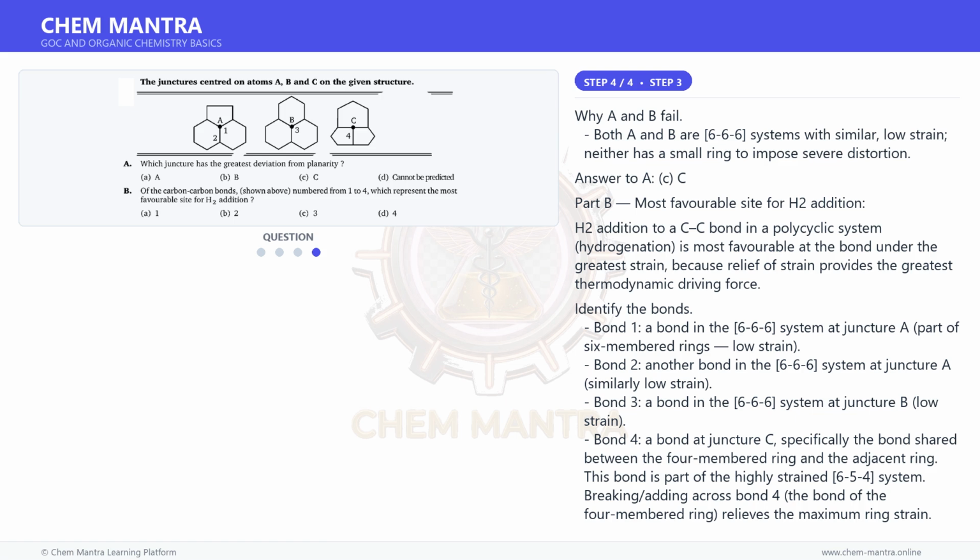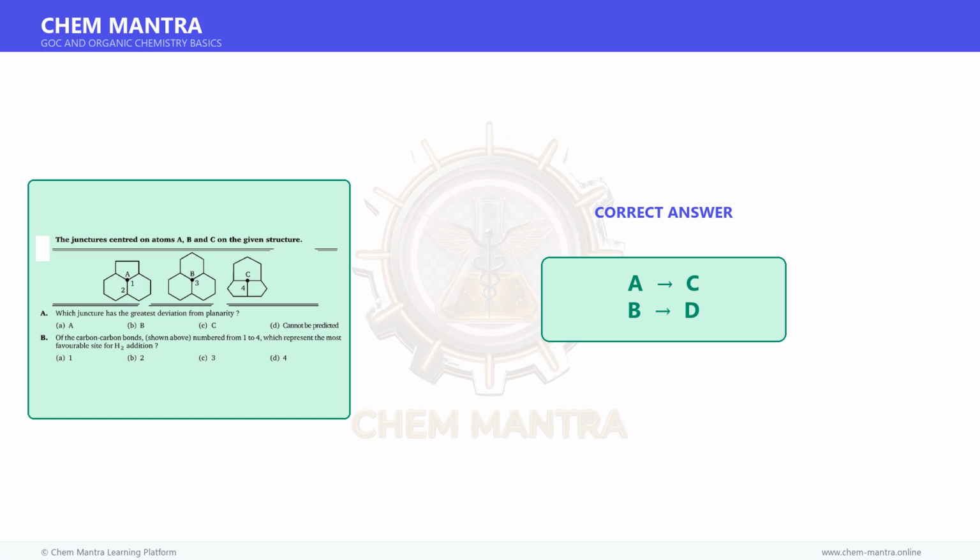Why 1, 2, 3 fail? Bonds 1, 2, and 3 are all in 6-membered ring systems with minimal strain. H2 addition there provides little strain relief and is less favorable. Answer to B: D, bond 4. Therefore, the correct answer is A-C, B-D. The correct matching is A matches C, B matches D.